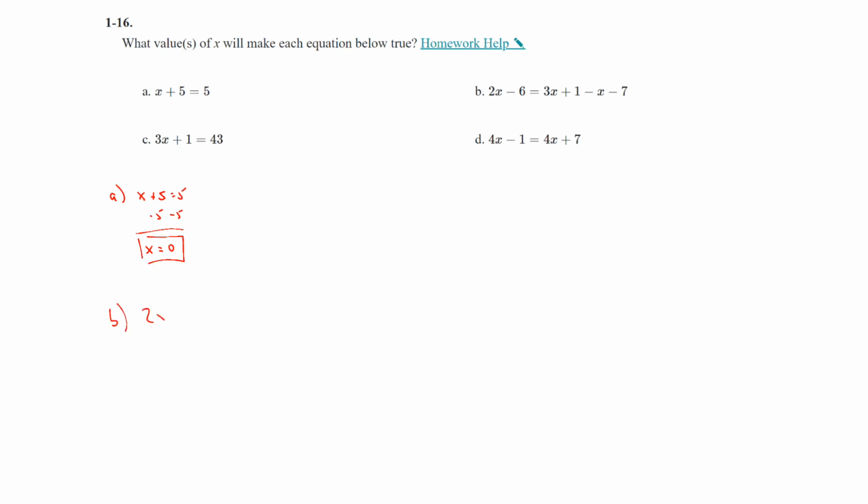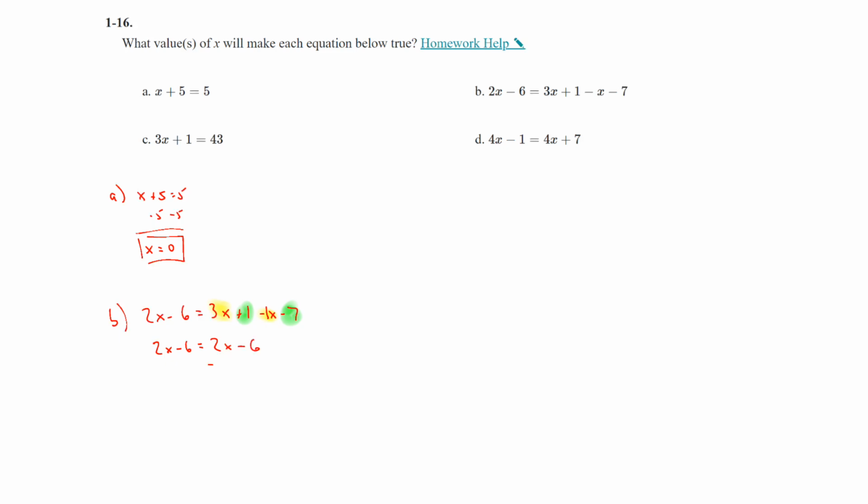On B, we have 2x minus 6 is equal to 3x plus 1 minus x minus 7. So on this one, a little bit more complex. It looks like we need to simplify the right-hand side because the left-hand side is already simplified. We can't combine any of those values. And so on the right-hand side, we have an x term, 2 x terms, and then we also have a constant that we can add as well. So we'll combine those, and we get 3x minus 1x, that's 2x. 1 minus 7 is minus 6.